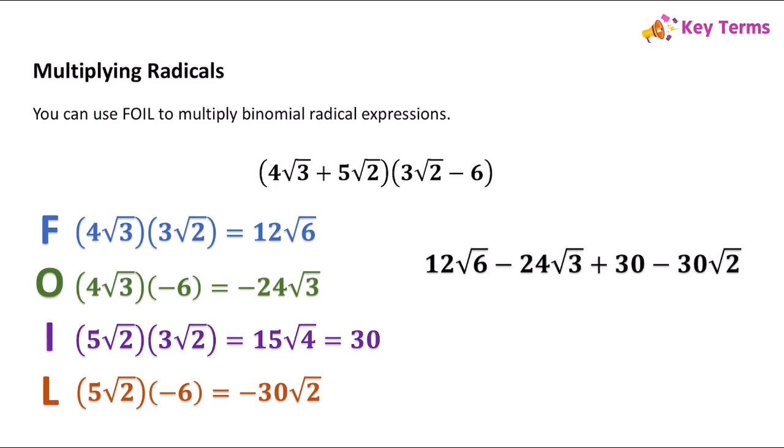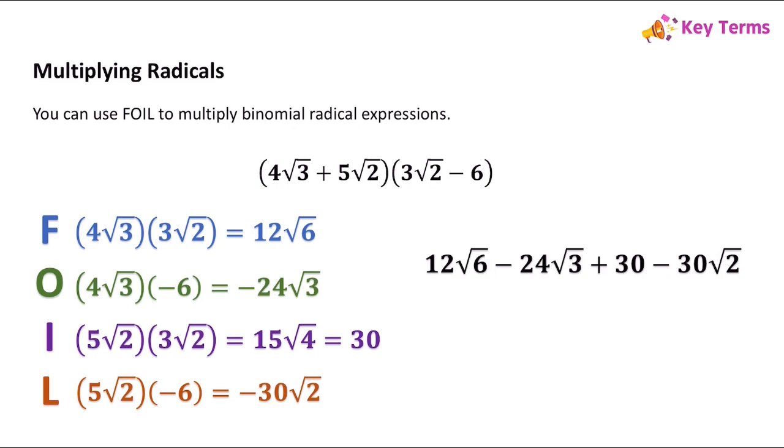So you can see here we have 4 square root of 3 plus 5 square root of 2, right? These have to be separated by a plus sign because they're unlike radicals. And then we have 3 square root of 2 minus 6. These also have to be separated by a minus sign because you can't combine a 6 with a square root of 2. So what I did here was I used FOIL to multiply these together.